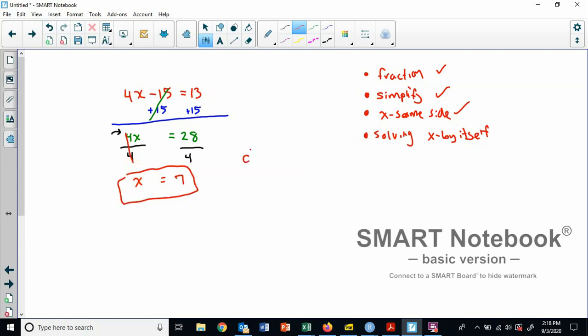So could I check it? The answer is yes, I can check it. For time's sake in this lesson, I'm not going to check every single one that we do, but you could if you wanted to. You could take the time and check every single one of these.